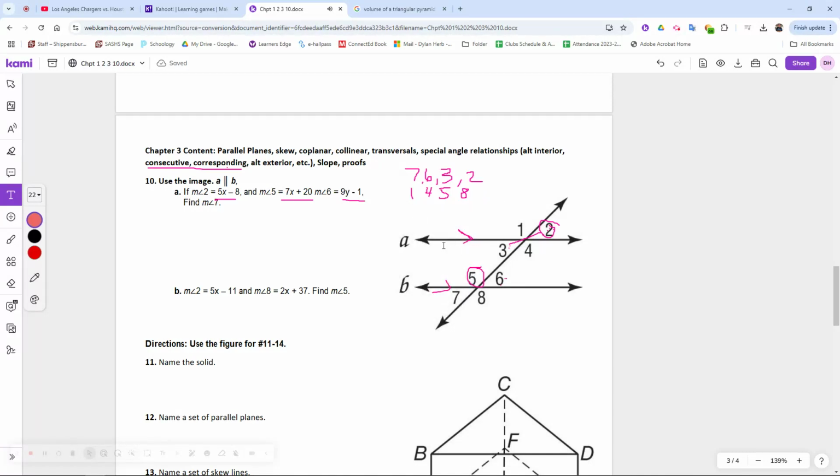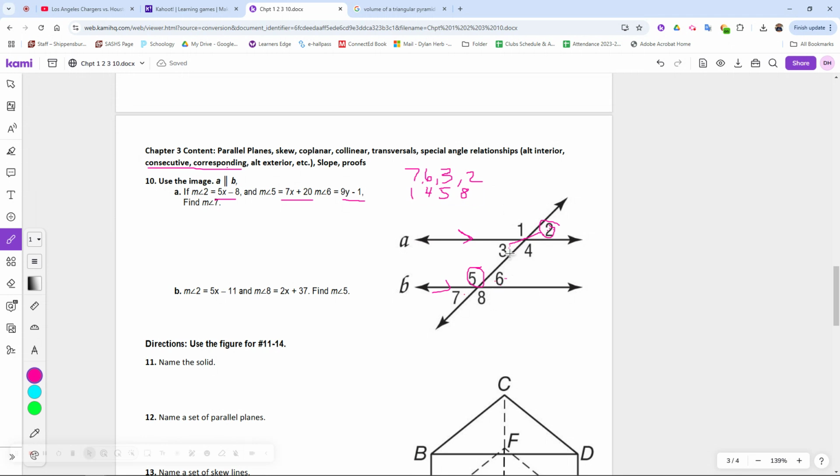All right, so we're going to go over the content from chapter 3. So you have all these special angle relationships, transversals, and parallel lines. This question says that A and B are parallel to each other. And so I made a list here of all the angles that are equal. So like 7, 6, 3, and 2 are all equal to each other.